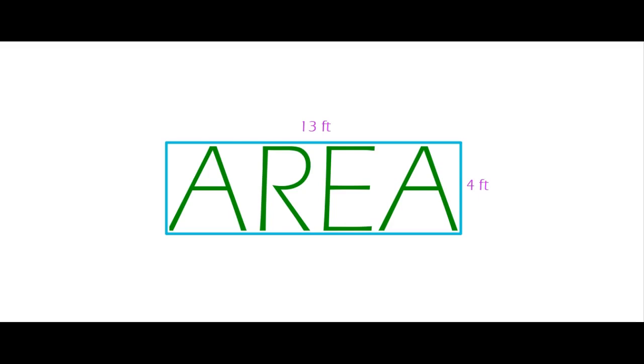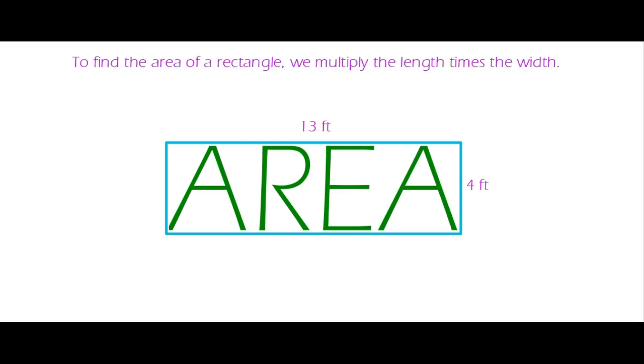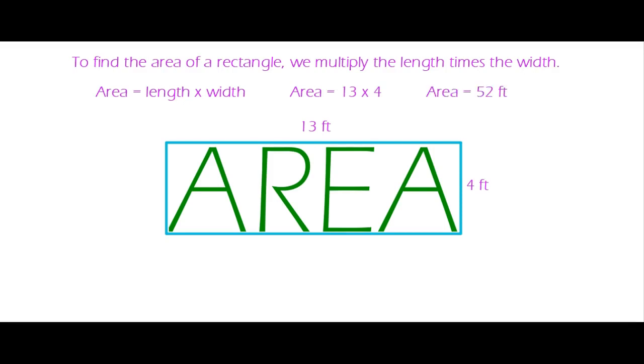Now let's try to find the area of that rectangle. How do we do that? Well, to find area for a rectangle, we simply multiply the length times the width. So in this case, we're going to multiply 13 by 4. Okay? So our length of 13 and our width of 4. We're going to multiply those together. And when we multiply those together, we get an area of 52 feet.